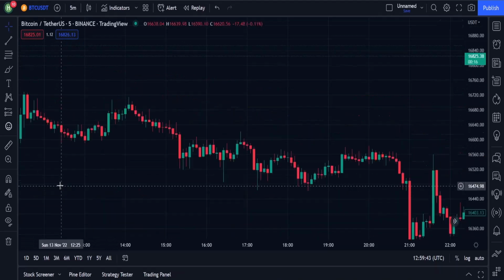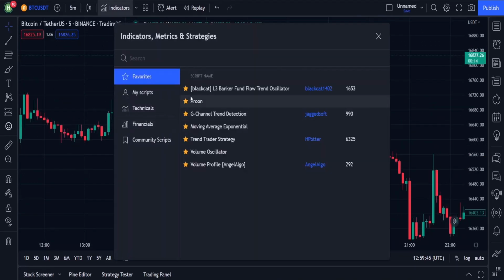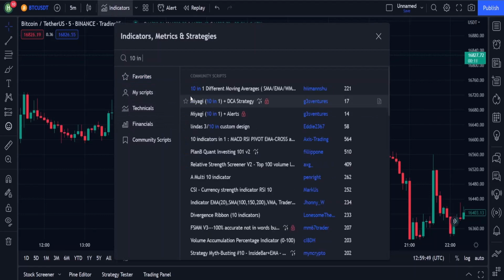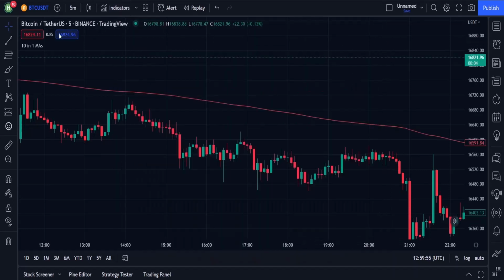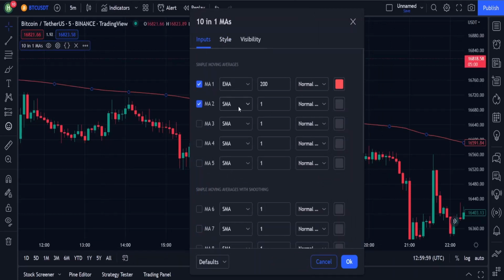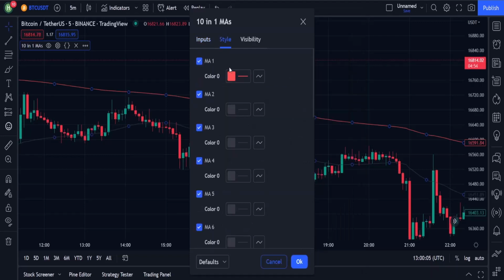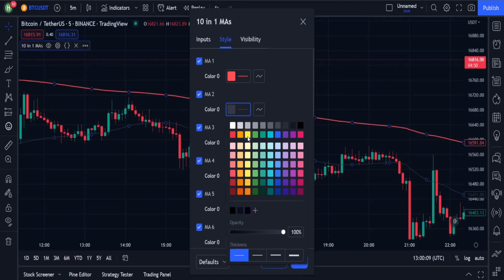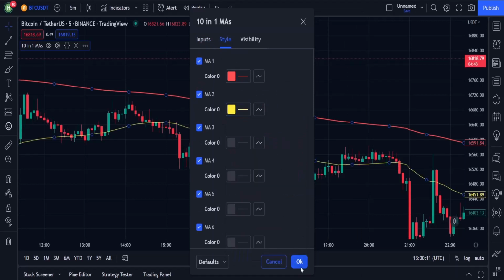The first step will be to click on the Indicators tab and install 3 indicators to the chart. The first indicator is called the 10-in-1 different moving averages. We'll add this indicator to our chart. Now we'll access the settings for this indicator. In the input section, we'll add the second MA, which is going to be the WMA. The length is going to be set at 15. Now let's head over to the style section and make the first MA a bit thicker so that it's more visible, and the second MA colored in yellow.